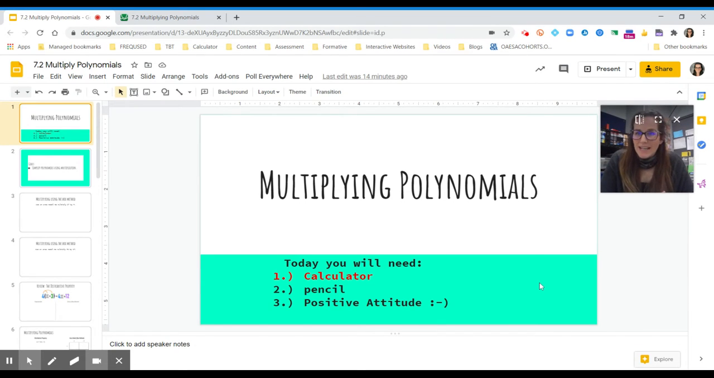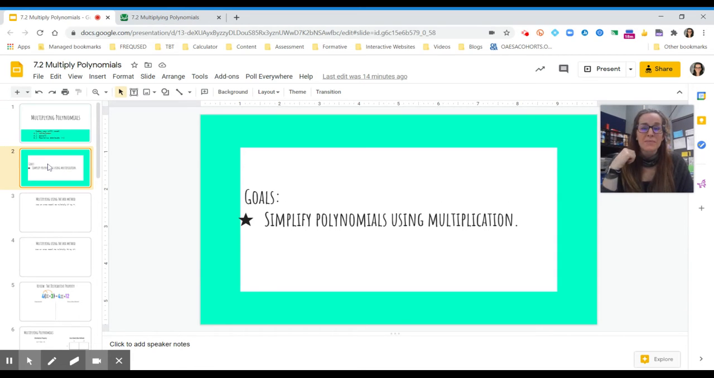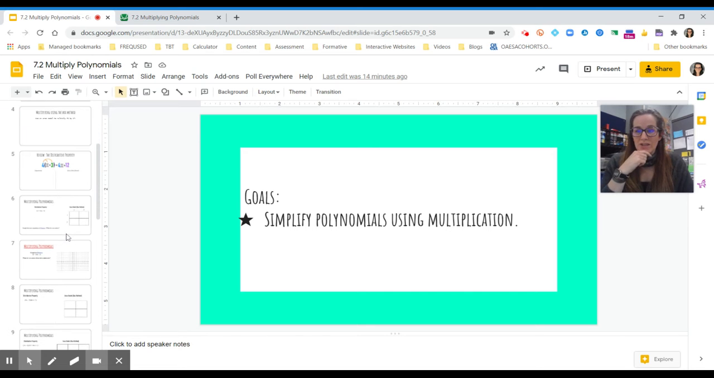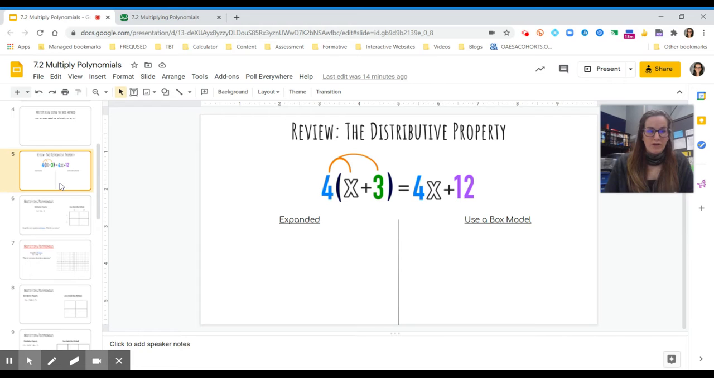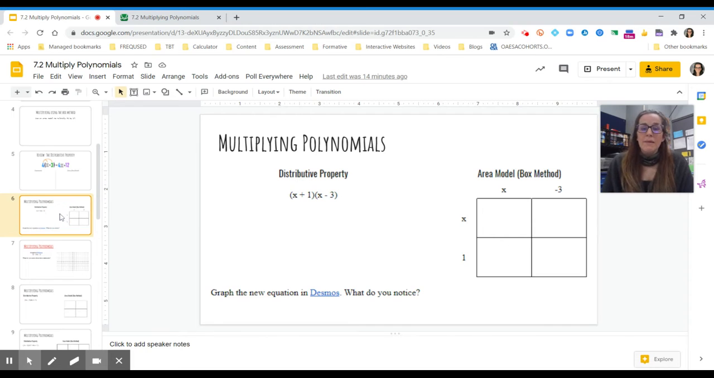I have 5-minute time limits on my videos, so this is part 2 of multiplying polynomials. Our goals are still the same: simplify polynomials using multiplication. So now, we just went over the distributive property and how to use a box model to distribute. We can do the same thing, except now we're multiplying polynomials.